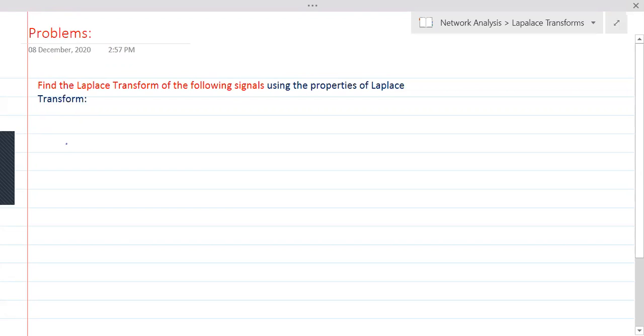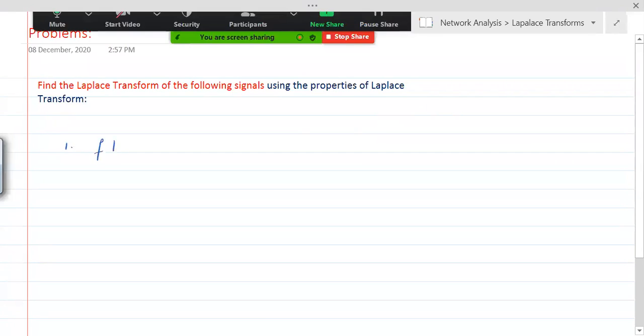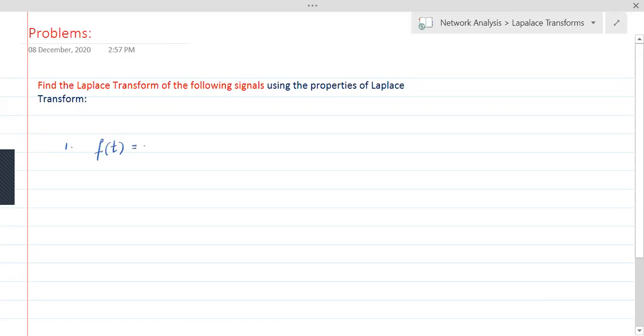The first problem, or the first function of t. The function of t can be given as x of t, f of t, or anything. They have given the function or the signal. I've told you the signal can also be called a function, because all signals are functions of time. The first signal, or the function, is given by a plus b into e power minus bt, u of t. So this is the signal given.